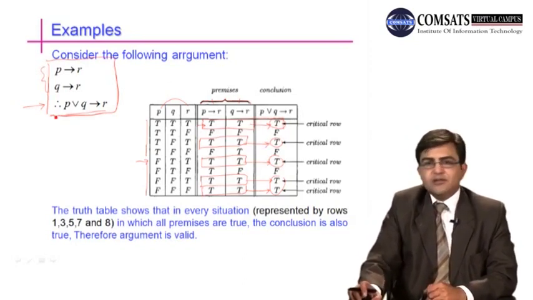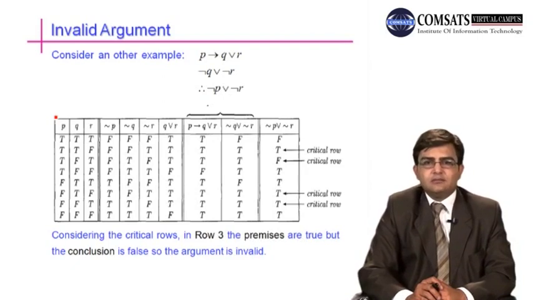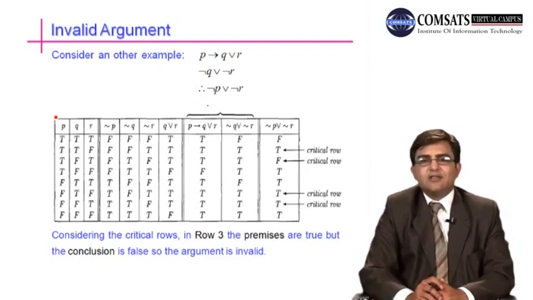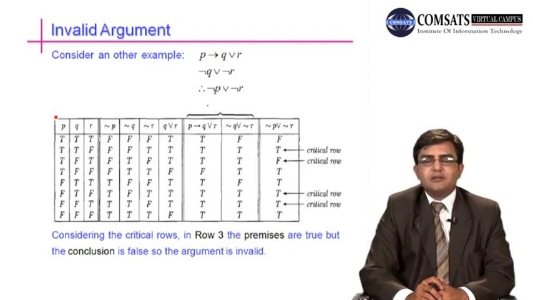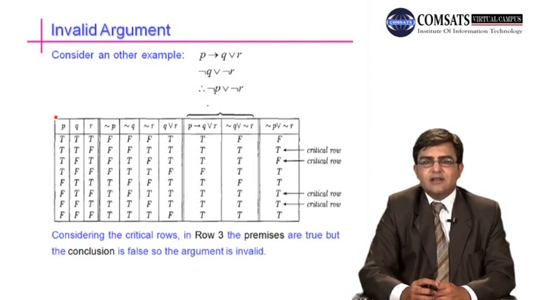Next, we take another example in which we shall see an invalid argument. What is an invalid argument? Obviously, an argument which is not valid is called an invalid argument. And how do we prove an argument to be invalid? If corresponding to all critical rows at least one conclusion is false, at least one, then we say that this argument is not valid, or this argument is invalid.